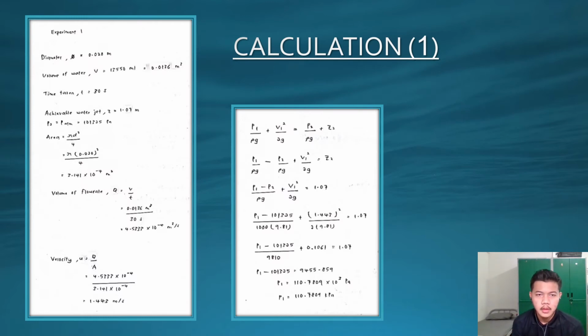Calculation in experiment 1. The diameter is 0.020 meter. Volume of water is 0.0136 meter cube.